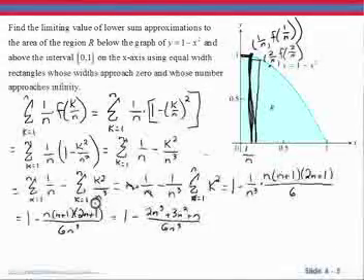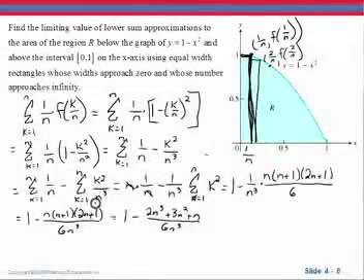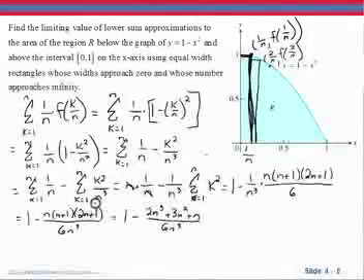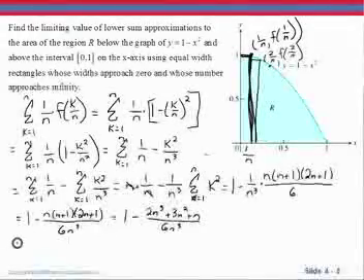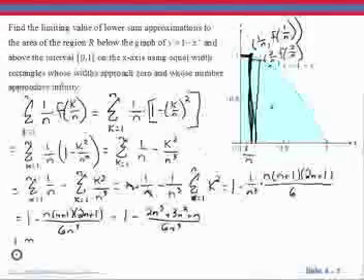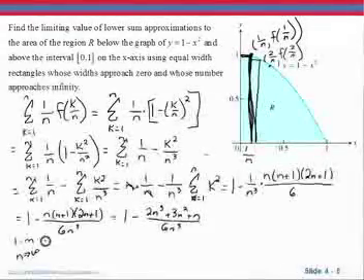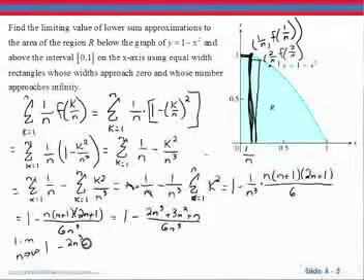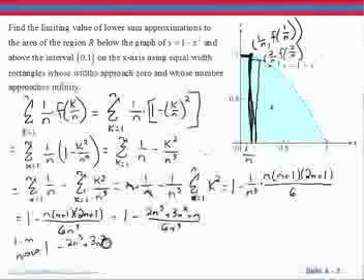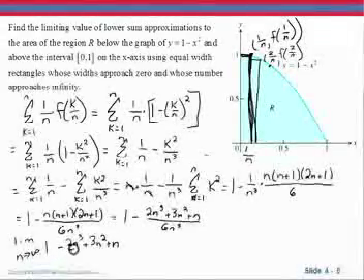We saw as we got more and more rectangles that this got closer and closer to a limit. So what we want to do is take the limit of this sum. We're going to take the limit as n approaches infinity of 1 minus 2n cubed plus 3n squared plus n over 6n cubed.